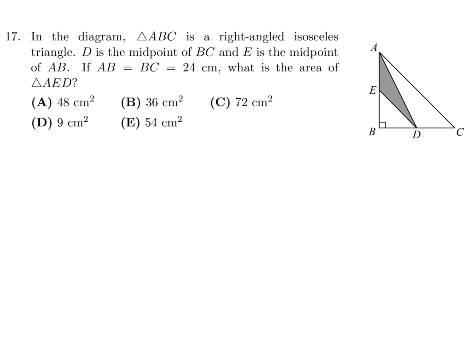In the diagram, triangle ABC is a right-angled, isosceles triangle. D is the midpoint of BC, and E is the midpoint of AB. If AB is equal to BC, equal to 24, what is the area of AED?